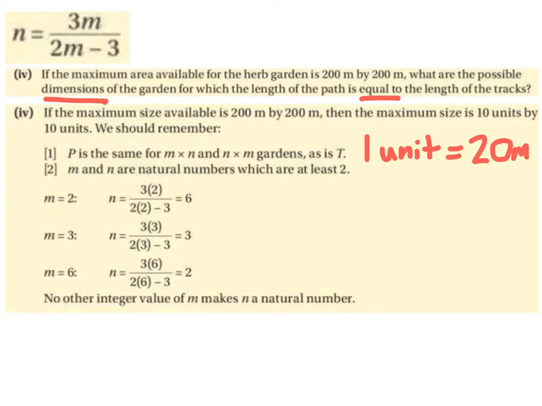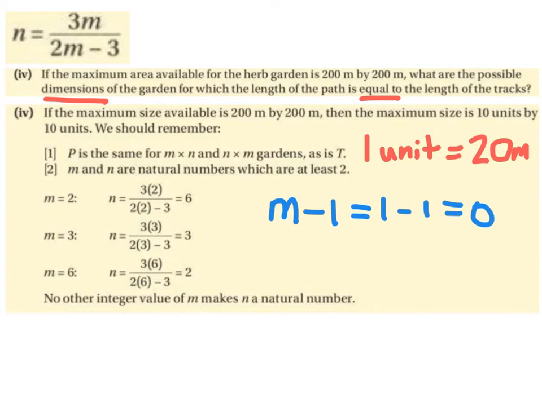And the reason why they are at least 2 is because if we were to do m minus 1, let's say we let m be 1, then m minus 1 would be 1 minus 1, which would be 0. And that doesn't make sense. We can't have a length of 0. So our m and n must be at least 2.